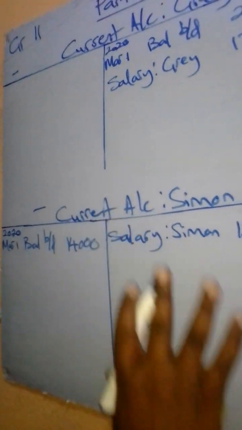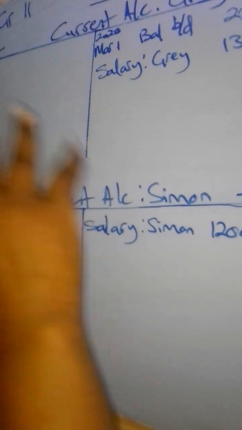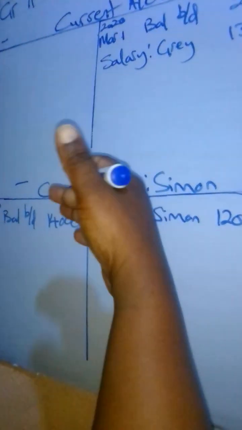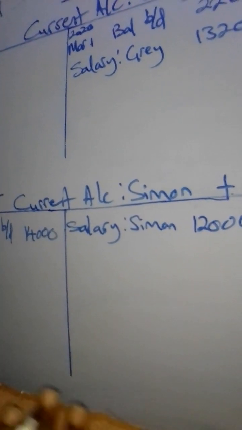Why the salaries on the credit side? The salaries increase the current accounts. The salaries increase the equity of the partners. That is why they are recorded on the credit side.